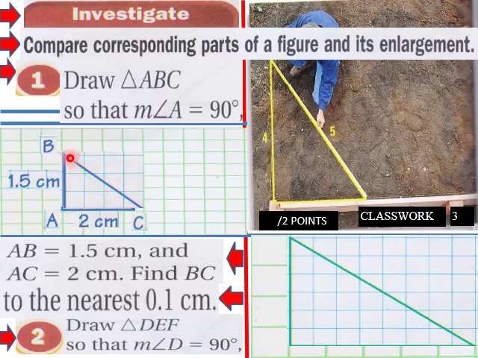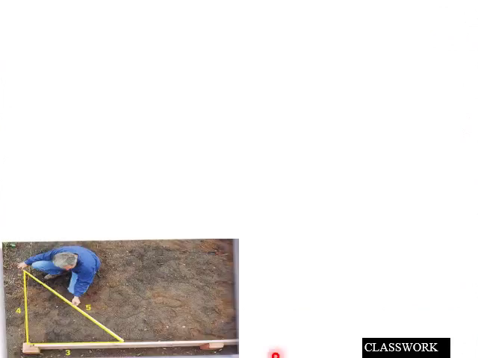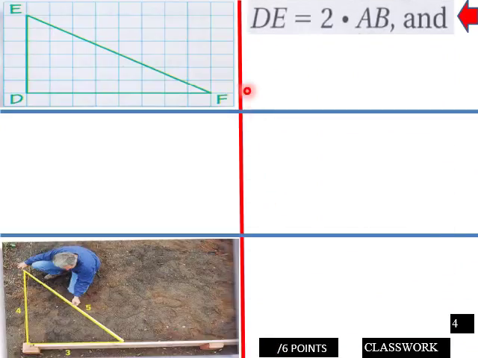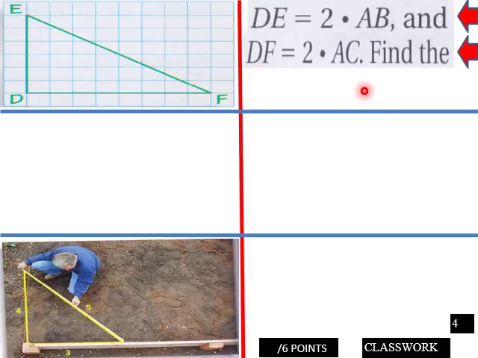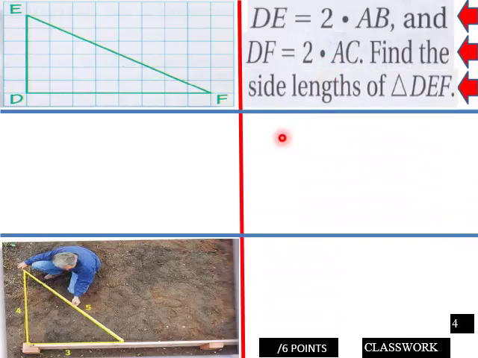That's your first task, students: find the length of this. You can do it algebraically, or you can do it using your ruler. And then number 2, draw triangle DEF on your graph paper, so that the measure of angle D is 90. DE equals 2 times AB. Remember AB on the previous triangle. And DF is 2 times AC. Find the side lengths of DEF. We know DE, we know DF, so we should be able to find EF here.